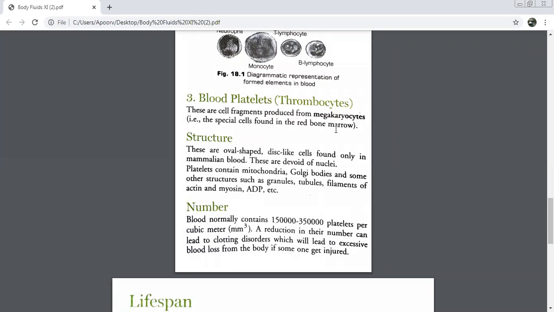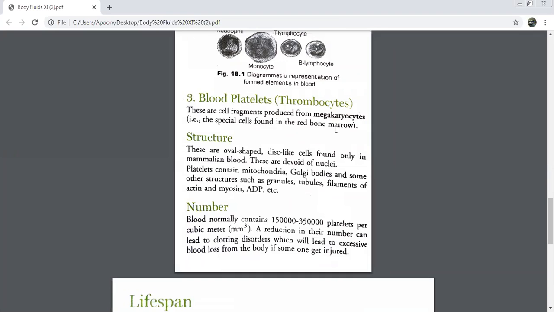Megakaryocytes. Where will you find megakaryocytes? In the red bone marrow. What are they responsible for? Clotting. I'll tell you why it is called mega, because it is a very large cell. It's a red bone marrow cell, but a very large cell.